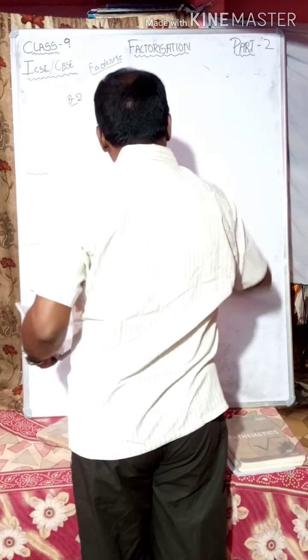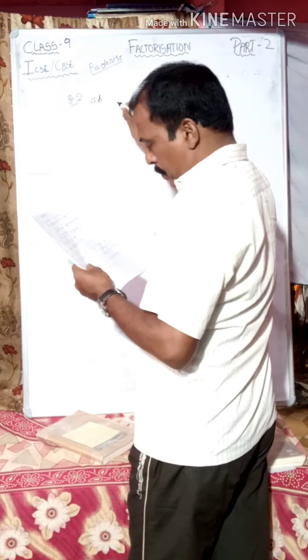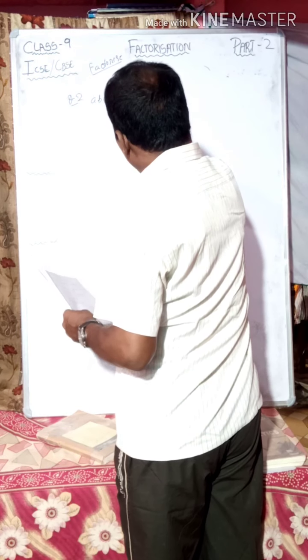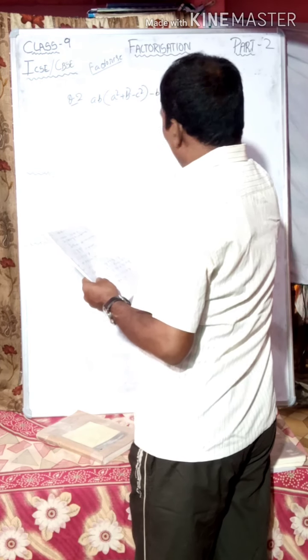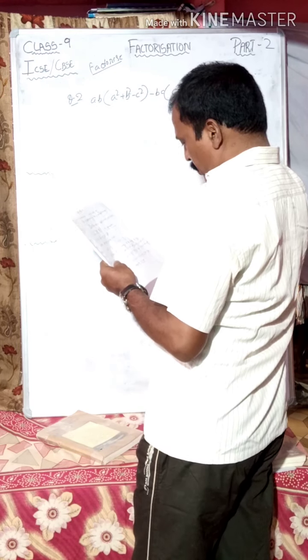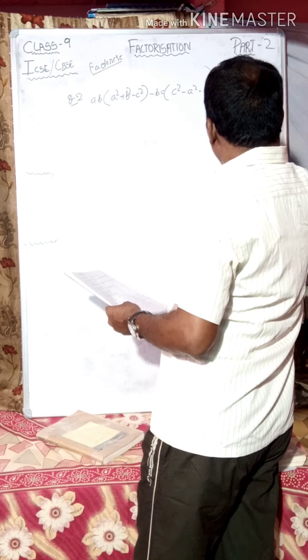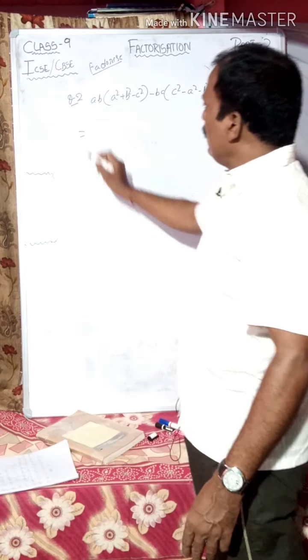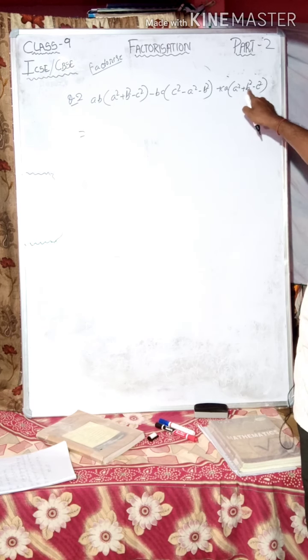Question number 2: ab whole into (a square plus b square minus c square), minus bc whole into (c square minus a square minus b square), plus ca into (a square plus b square minus c square). This much is your question.